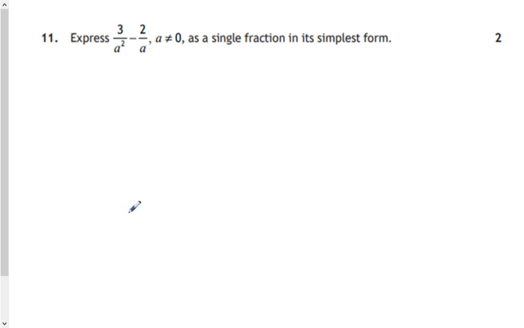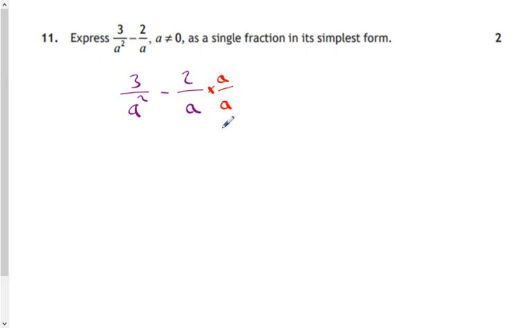Question 11. Express 3 over a squared minus 2 over a, where a does not equal 0, as a single fraction in its simplest form. So we've got 3 over a squared minus 2 over a. Now, the easiest way to have this as a single fraction would be to make the denominators the same, and I can do that by multiplying this second fraction here by a over a.